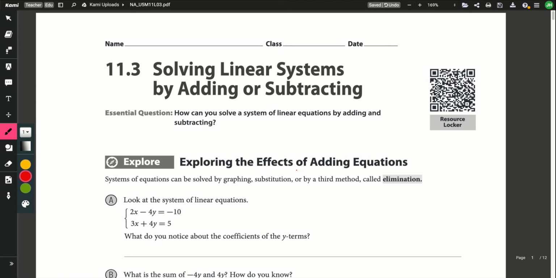Hi, everybody. So today we are going to learn the next step in solving linear systems. So far, we have learned how to solve them by graphing and by substitution. Today, we are going to learn how to solve them through a process called elimination. And this is where you are going to eliminate one of the variables. So this first day, we're going to do the easier one-step method, which is adding or subtracting.